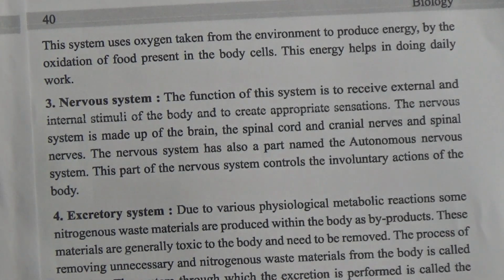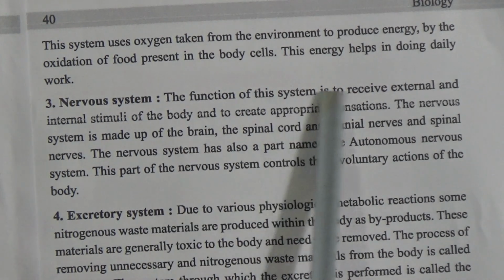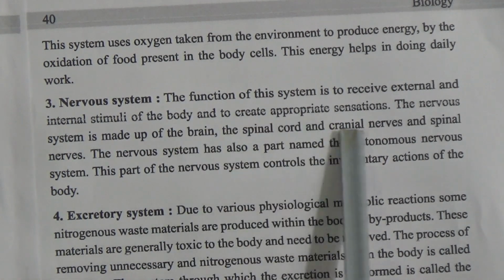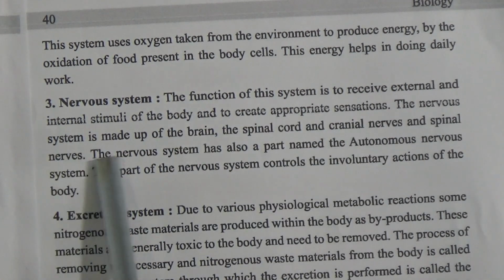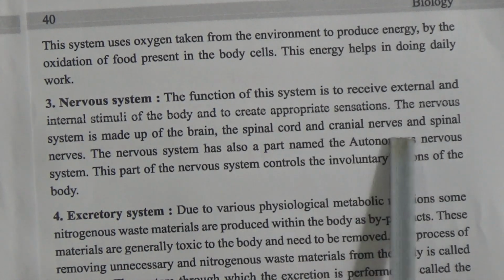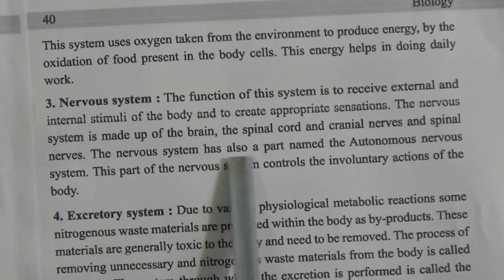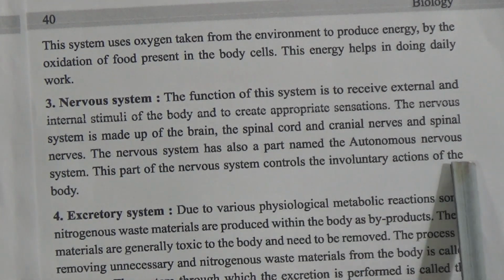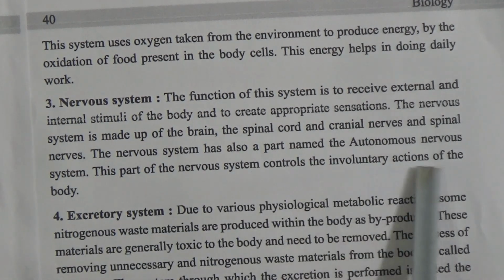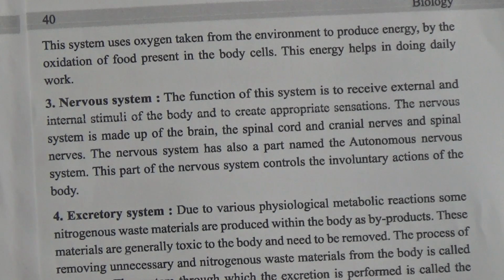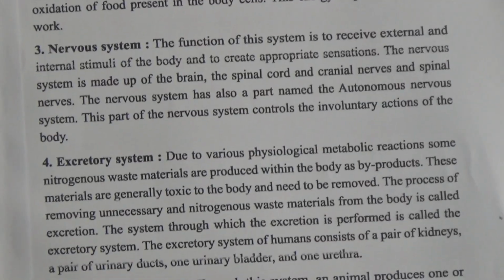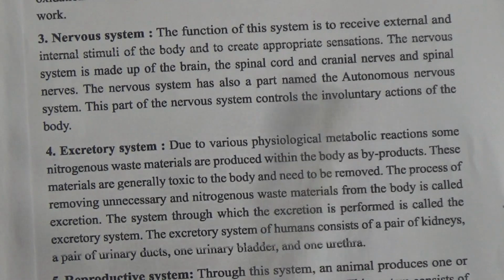Now, nervous system. The function of this system is to receive external and internal stimuli of the body and to create appropriate sensation. The nervous system is made up of the brain, the spinal cord, the cranial nerves and spinal nerves. The nervous system also has a part named the autonomous nervous system. This part controls the involuntary action of the body. So, what is the autonomous nervous system? It is the nervous system which controls the involuntary action of the body.